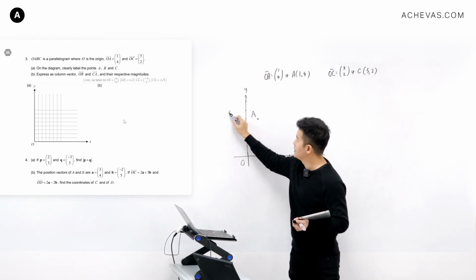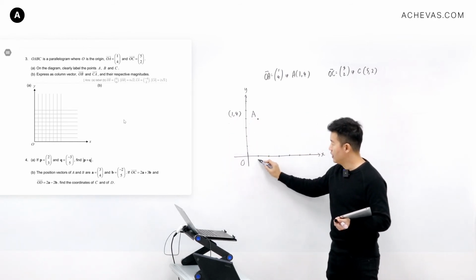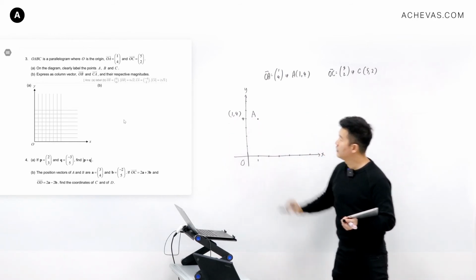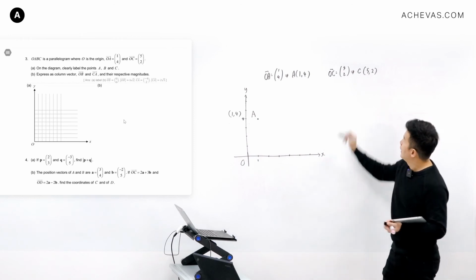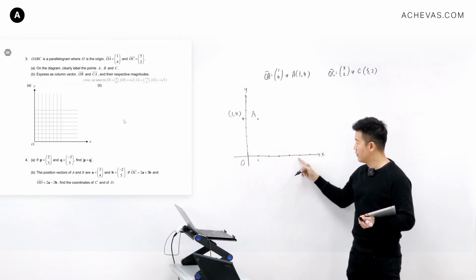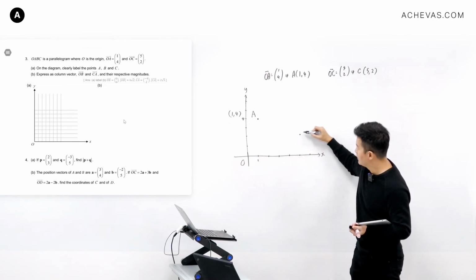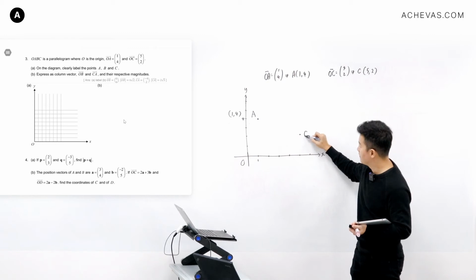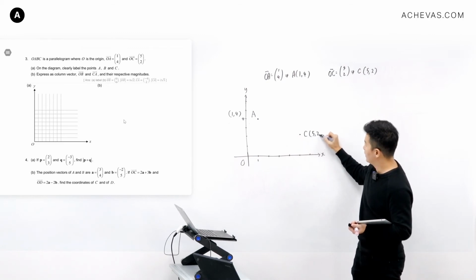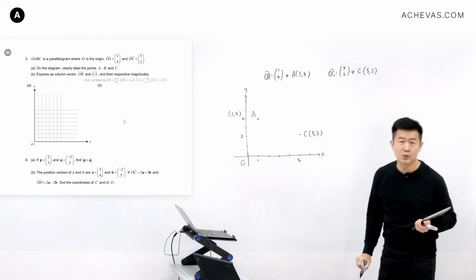Point A is at the point 1, 4. And point C is 5, 2. So 1, 2, 3, 4, 5, then 1, 2. Maybe somewhere here, this is point C. Its coordinate is 5, 2. So here is 5, here is, let's say, 2.